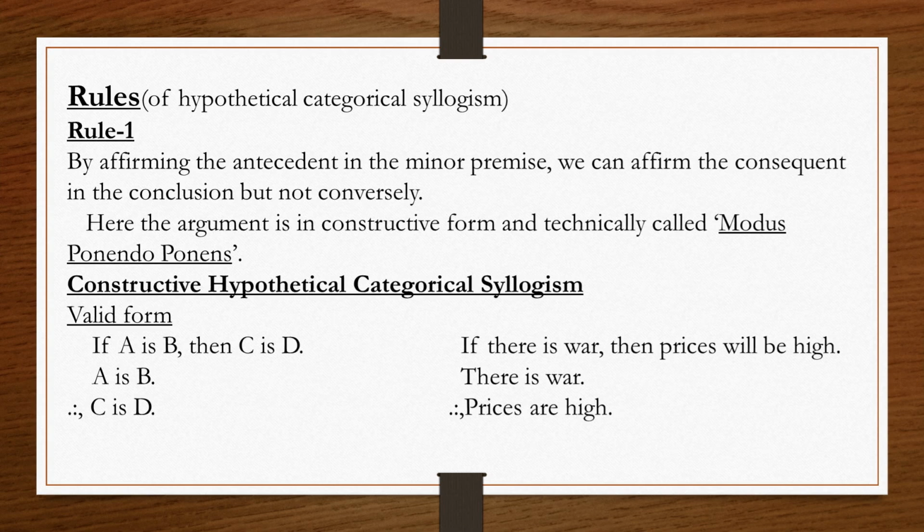So the first rule is by affirming the antecedent in the minor premise, we affirm the consequent in the conclusion. So here by affirming the antecedent, we affirm the consequent.